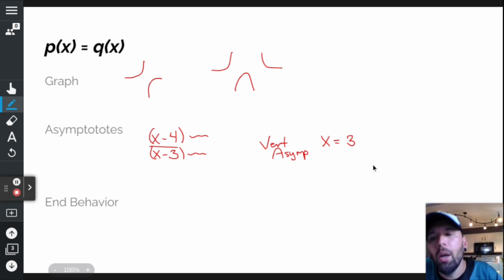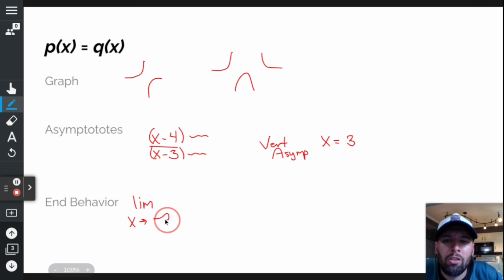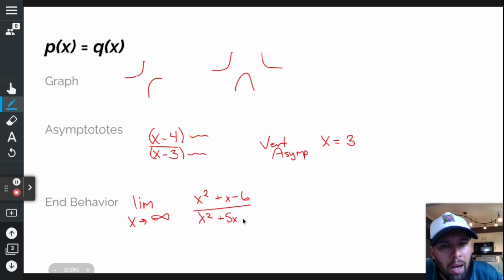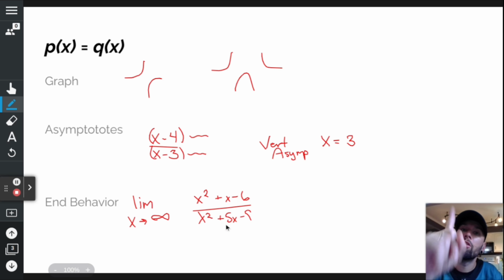That doesn't happen. End behavior. Now, this is where we're talking about limit stuff. Okay, so let me give you just a very basic example of something where the degree on the top is the same as the degree on the bottom. And let's just say x is approaching regular old infinity. So if I said x squared plus x minus 6 over x squared plus 5x minus 9, and you're like, I can't factor the bottom. How am I going to find the end behavior? Simple, don't worry about it. This is what you do.